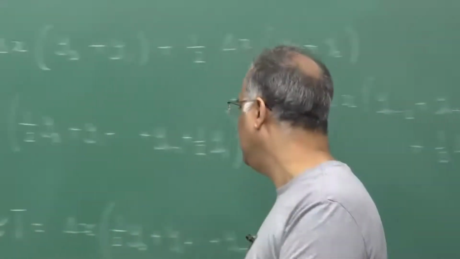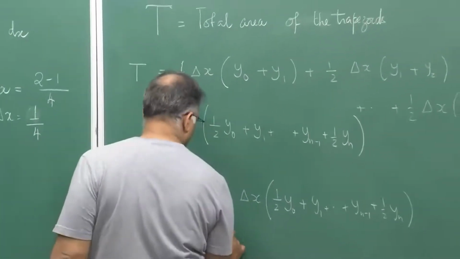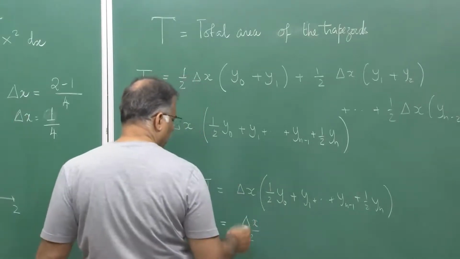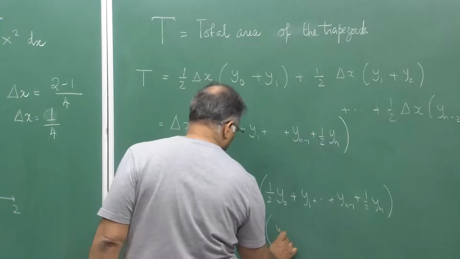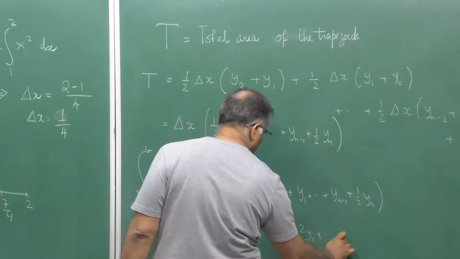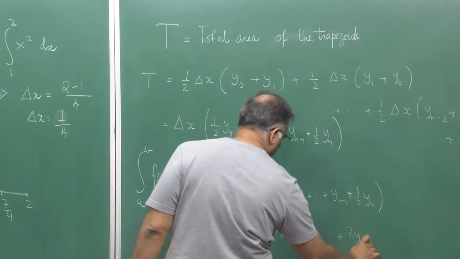This can also be written in a slightly different way. You can take, for example, delta x by 2 out and make a more effective writing. You can write this as y0 plus 2y1 plus up to 2yn minus 1 plus yn.